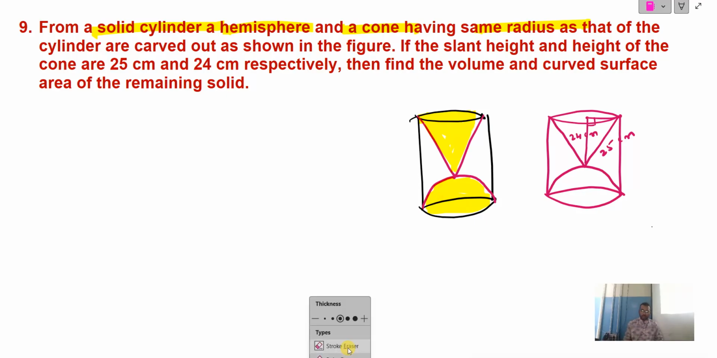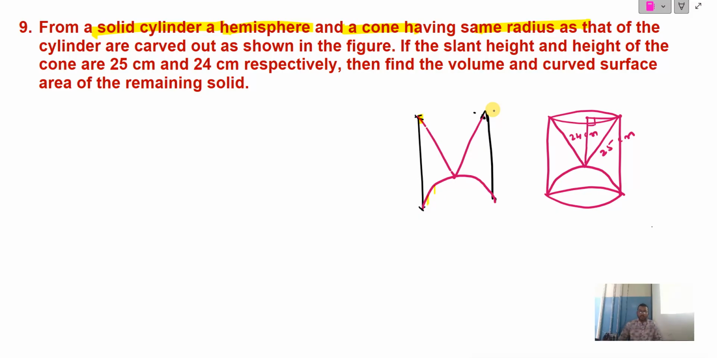Understood? Now in this, they have given some values. They have given the slant height and normal height of the cone. If this is my cone, they have given slant height as 25 centimeter and my normal height is 24 centimeter of the cone. So this value they have given. Now what they are asking: find the volume and curved surface area of the remaining solid.